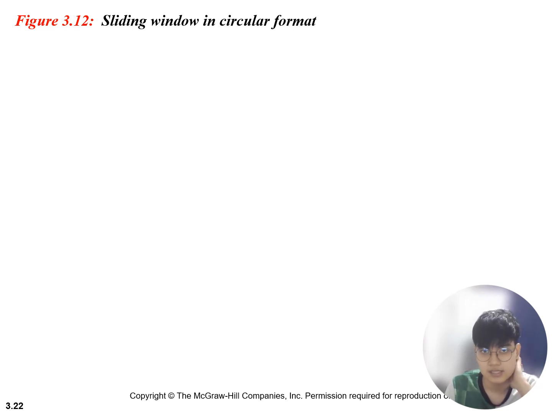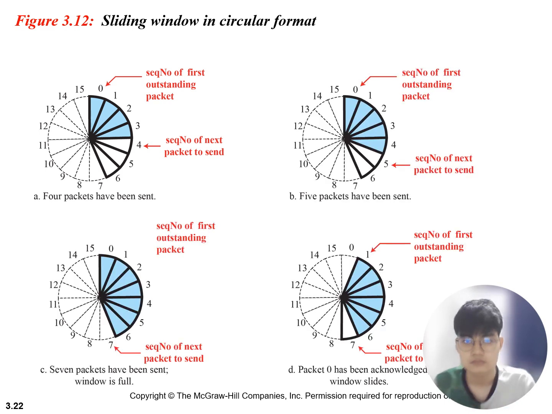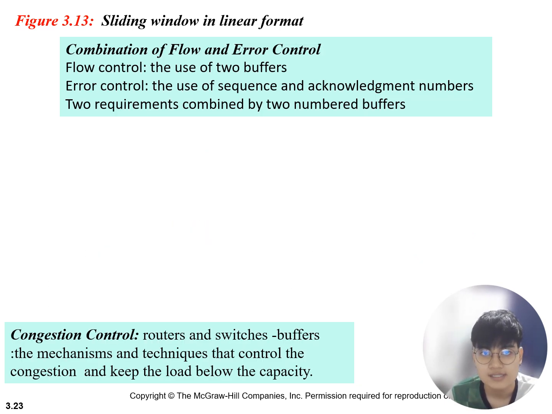Sliding window in circular format. Picture. Sliding window in a linear format. Combination of flow and error control. Flow control uses two buffers. Error control uses sequence and acknowledgement numbers. The two requirements are combined by using two numbered buffers.